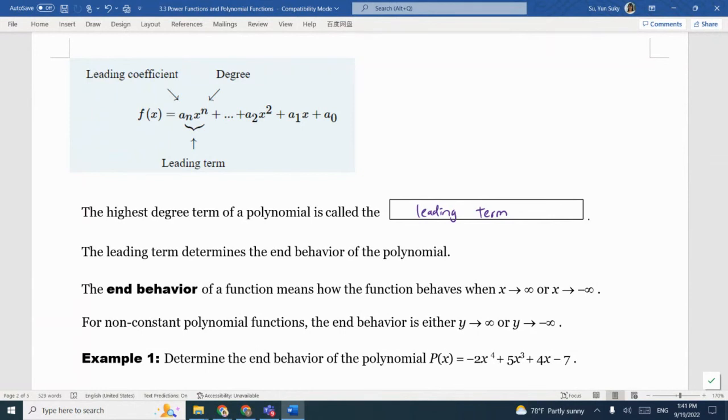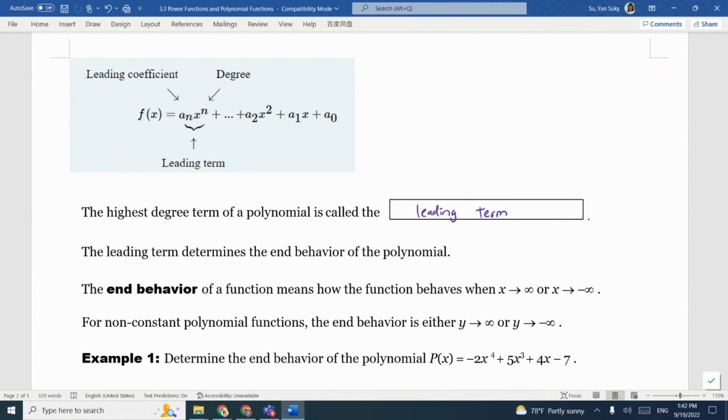So the end behavior of a function means how the function behaves when x goes to infinity, that's the right hand side, or x goes to minus infinity, which is the left hand side. For non-constant polynomial functions, the end behavior is either y goes to infinity or y goes to minus infinity. So y to infinity is up, negative infinity is down. Okay?